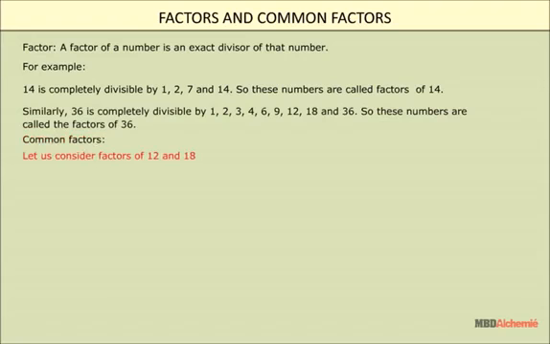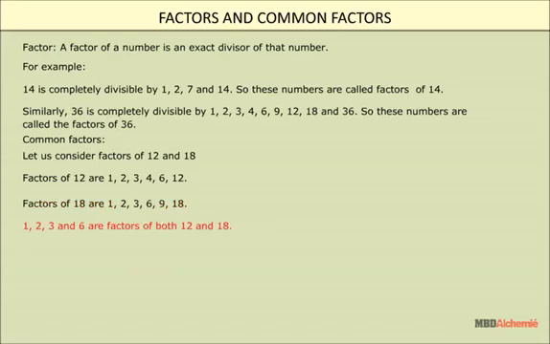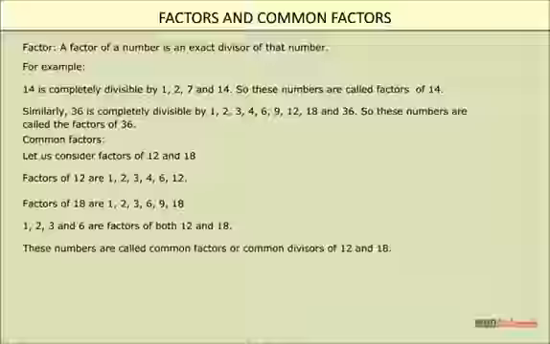Common factors. Let us consider the factors of 12 and 18. Factors of 12 are 1, 2, 3, 4, 6 and 12, whereas factors of 18 are 1, 2, 3, 6, 9 and 18. 1, 2, 3 and 6 are factors of both 12 and 18. These numbers are called common factors or common divisors of 12 and 18.